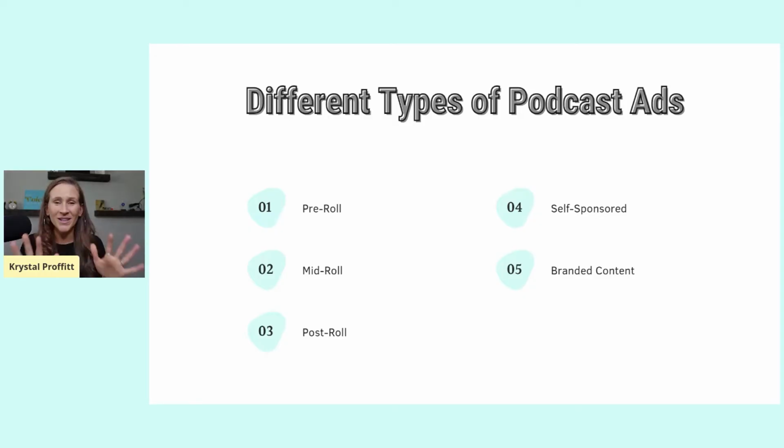So here are all the different types of ads. Don't worry, I have some illustrations, not illustrations, that was the wrong word. I did not draw these. You will be so grateful that I did not draw any of these pictures. My kindergartner has way better handwriting than I do. But we are going to go through what pre-roll is, mid-roll, post-roll, and self-sponsored. Branded content is something we've kind of already covered, but if you have any other questions about those, don't be afraid to ask.